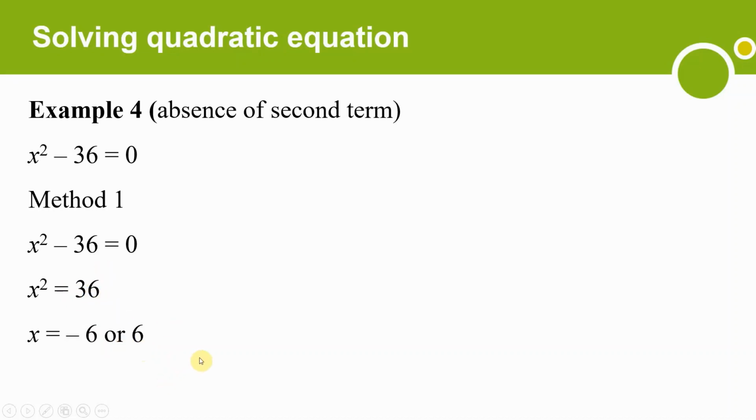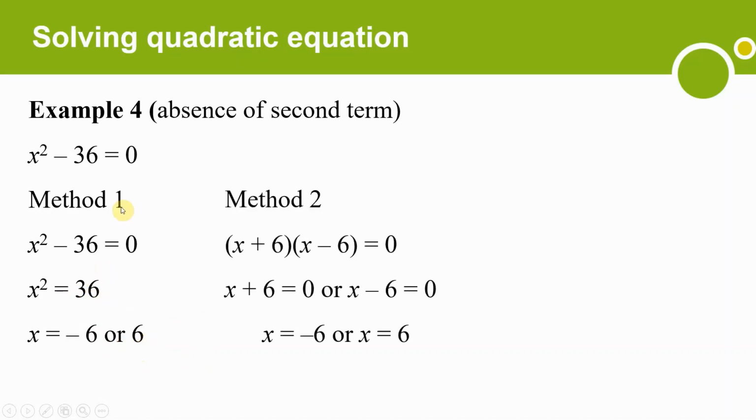That's one method. The second method is using factorization. Remember this form of factorization? And if we factorize in this form, we will still get two answers, -6 and 6. So in conclusion, solving quadratic equation using factorization, we have to first factorize it. Second, we equate it to 0 and we will get the answer. And that's all for today's lesson.